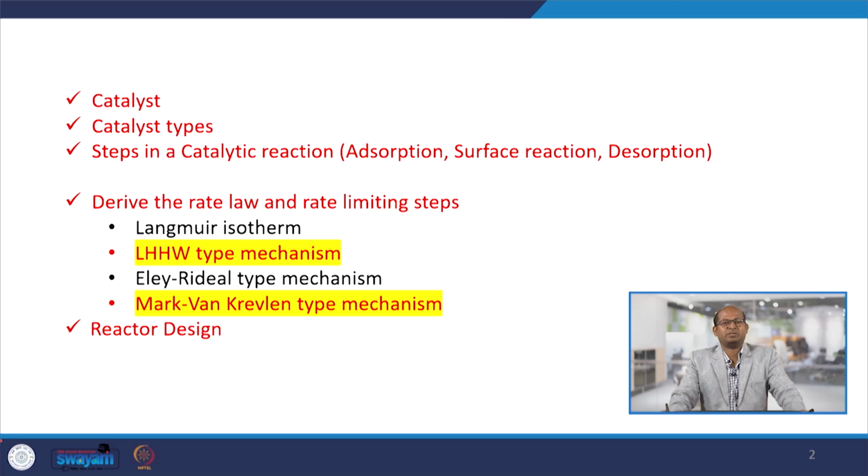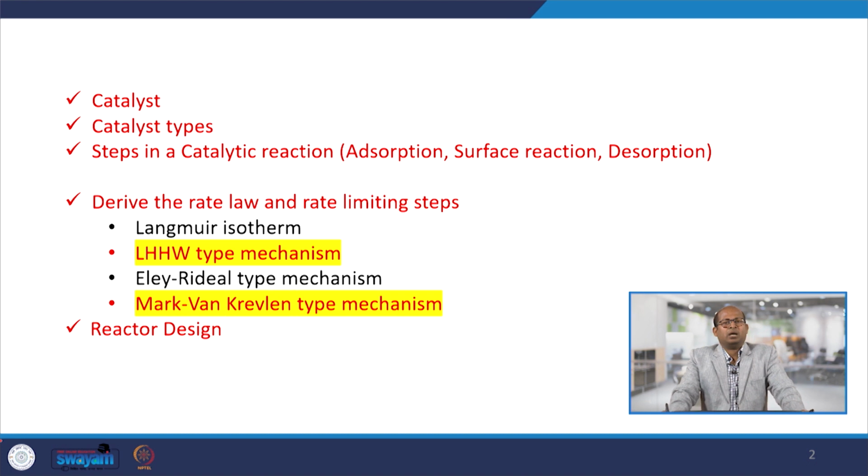In our last class we discussed various surface reaction steps: adsorption, surface reactions and desorption. Based on that, we derived some rate laws, or rate equations, by considering Langmuir-Hinshelwood type mechanisms. We considered one example, and based on that we developed three different rate equations by considering three different cases.